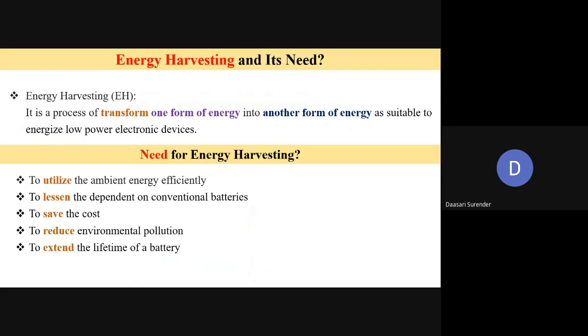So let us come to our topic, energy harvesting. Energy harvesting is a process of utilizing ambient energy for energizing low power electronic devices. By the energy harvesting approach, one form of energy is transformed into another form of energy by a suitable energy harvesting device. So the need for energy harvesting, as already discussed by the experts: by energy harvesting approaches, we can utilize the freely available energy, which can extend the lifetime of the battery, which reduces the dependence on conventional batteries, which saves the maintenance cost of the device, enhances the system performance, and also reduces environmental pollution.